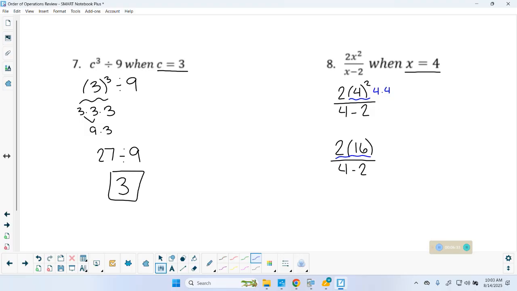Next, we are going to multiply. So 2 times 16, so that is going to give us 32 divided by 4 minus 2. Then we can go ahead and subtract that 4 minus 2. So we get 32 divided by 2. And then that's how we are going to get our final answer. So 32 divided by 2 ends up being 16.